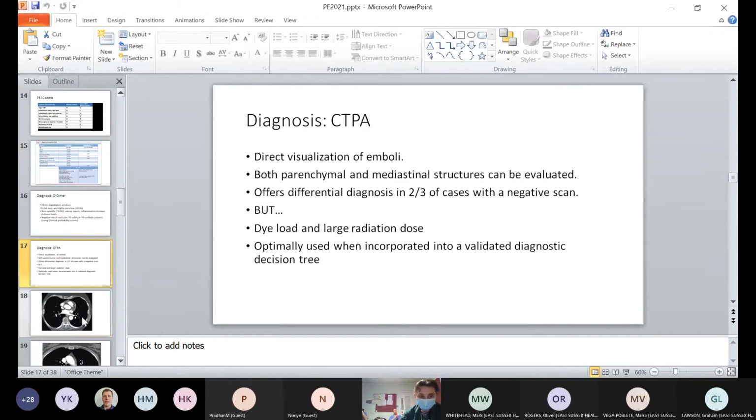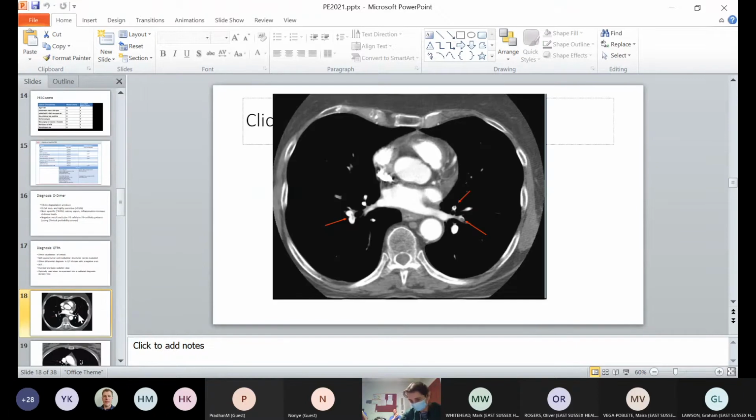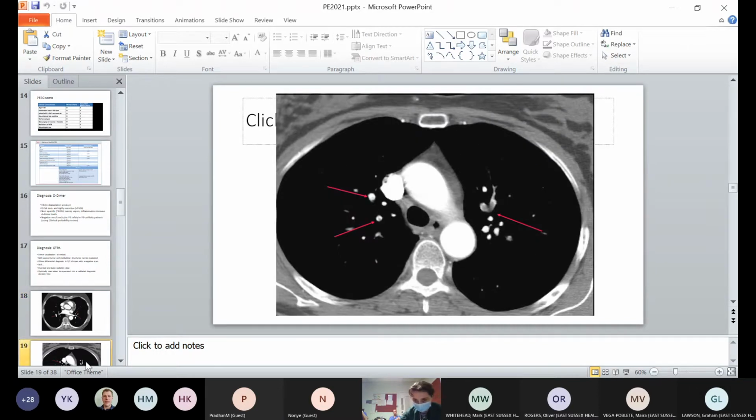So I've got a few pictures just for the experience. Obviously I put some arrows, you can see it, but you can see a tiny bit of these grayish dots in the middle of the vessels. That is PE. And that is bilateral PEs, yeah.